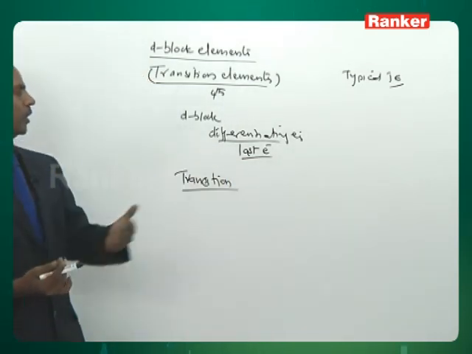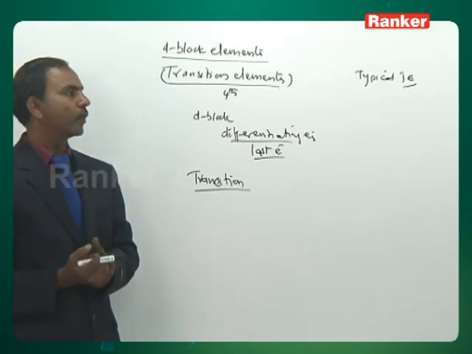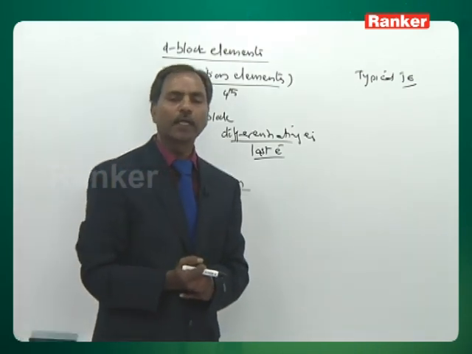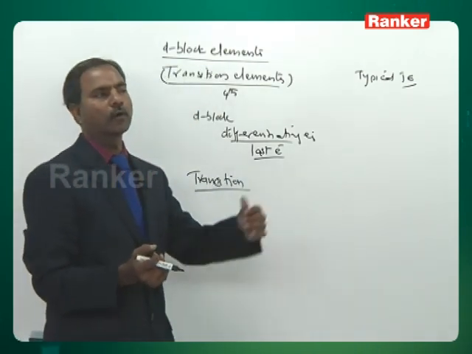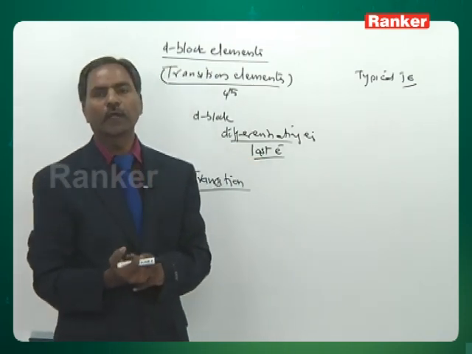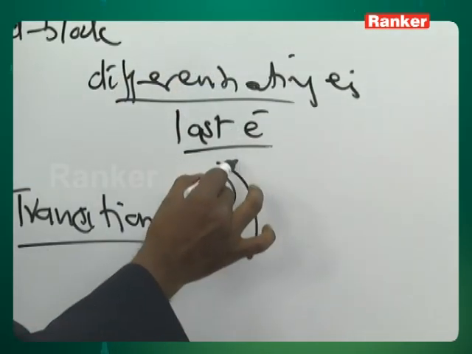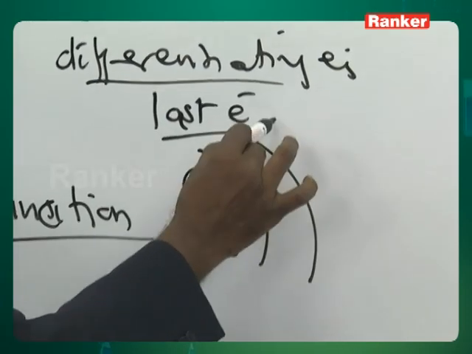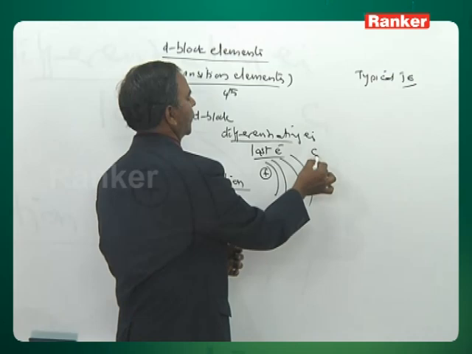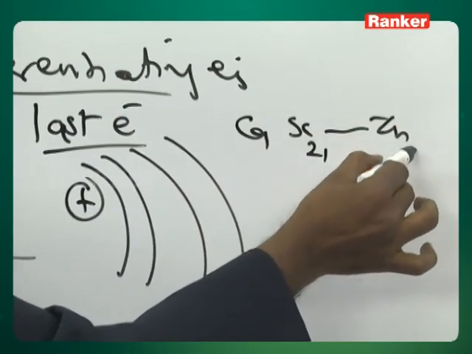Now, to explain this differentiating electron, let me show the calcium electronic configuration. One more thing: in the modern periodic table, each period you take as a shell. Since d block elements start from the fourth period, let me write 4 shells: first shell, second shell, third shell, and fourth shell. After calcium, you get the d block elements, scandium 21 to zinc 30.